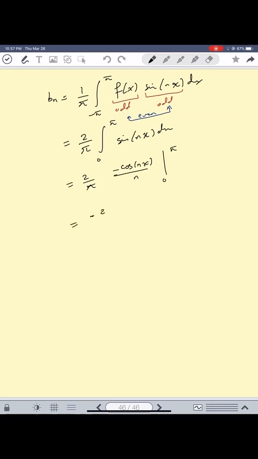So you have minus 2 over n pi. Then you substitute the pi, that gives you cosine n pi. You substitute the 0, that gives you cosine 0, okay? So this becomes minus 2 over n pi times, what's cosine n pi? Negative 1 to the n as usual, minus 1, okay? So this is the bn formula.